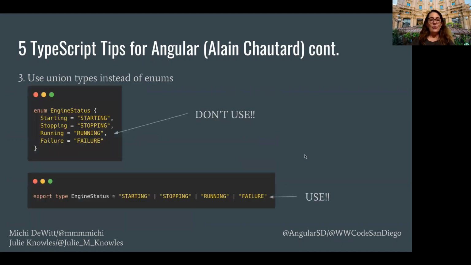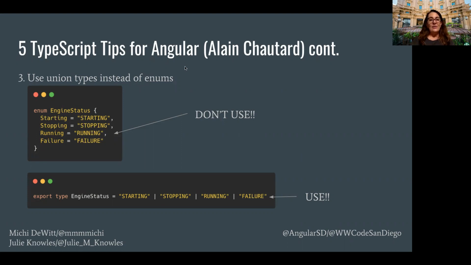And then the third one is union types instead of enums. I think we usually use enums, but if you have an enum EngineStatus, this turns into a whole bunch of JavaScript that's unnecessary. Whereas you could just use a union type like this. Since these are just strings, it just converts back to strings, so you're not creating a lot of extra JavaScript.